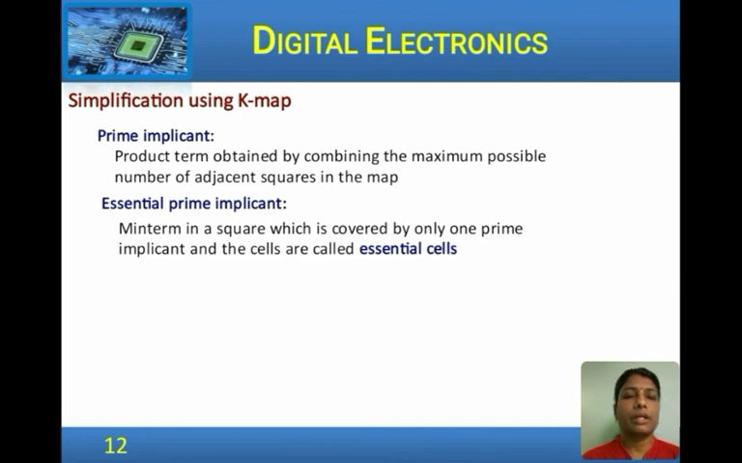So, some of the important terms that we need to be familiar with, prime implicant. The product term that is obtained from combining or grouping the adjacent cells. So, the maximum possible grouping that is done and the product term that we get is called the prime implicant. An essential prime implicant is one which is covered by only one prime implicant. So, the cells are called essential cells. So, a min-term in a square which is covered by only one prime implicant is called the essential prime implicant.